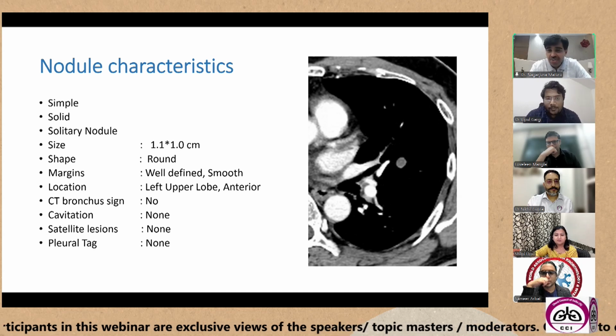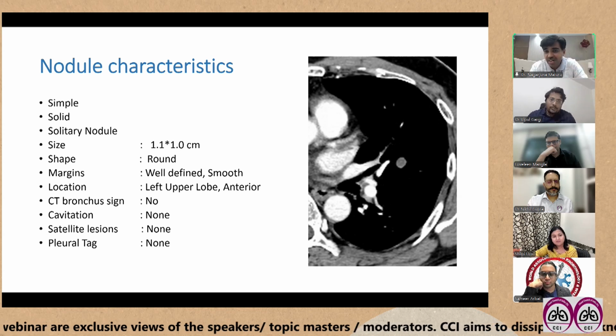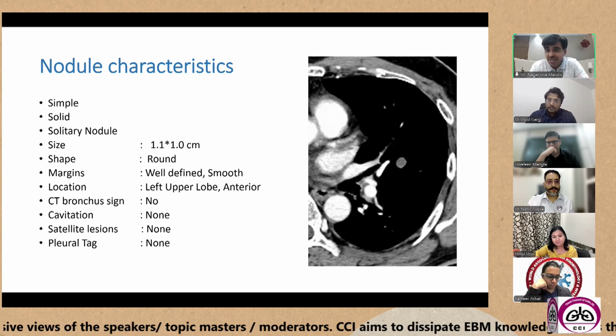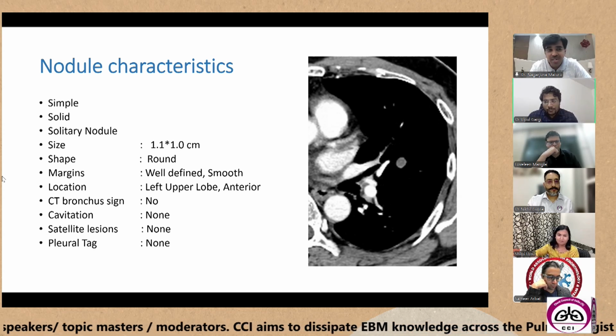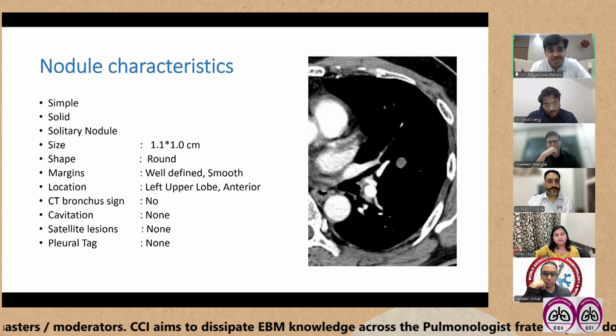Correct. So solid nodules grow a little faster. Ground glass grow very, very slowly, and subsolid is intermediate. Subsolid is the one which has the highest risk of adenocarcinoma, and ground glass is more of adenocarcinoma in situ and so on and so forth. But in India, I think most of the nodules which we tend to pick up are solid nodules.